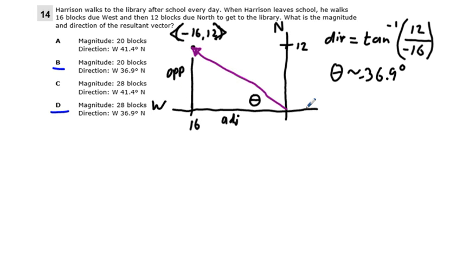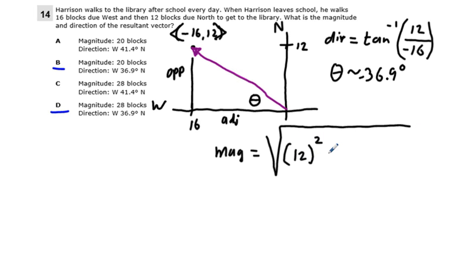So what we have to do now is check for magnitude, and so our magnitude is going to be equal to, we're going to take both of these here and square them. We're going to take 12 squared plus negative 16 squared. And where do these things come from? Well, they come from right here. This 12 is the 12 blocks north, and negative 16 is 16 blocks west.